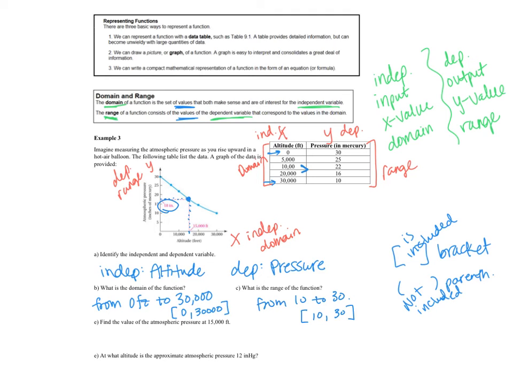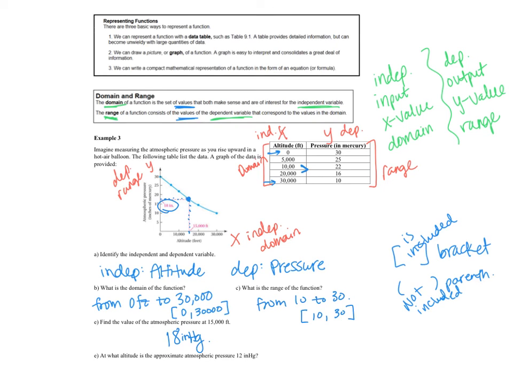I could also read it from my graph. Again, looking at my x value to be the 15 and then going across to see where the y value would be. So I would get 18 in mercury. I think that's Hg. Oh, I see down here they're showing it as inches Hg. So let me put inches Hg.